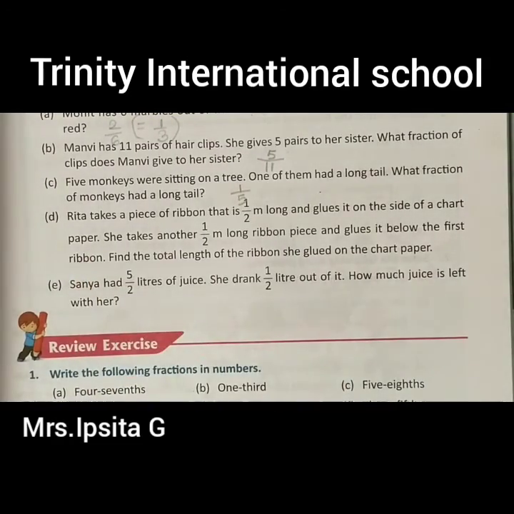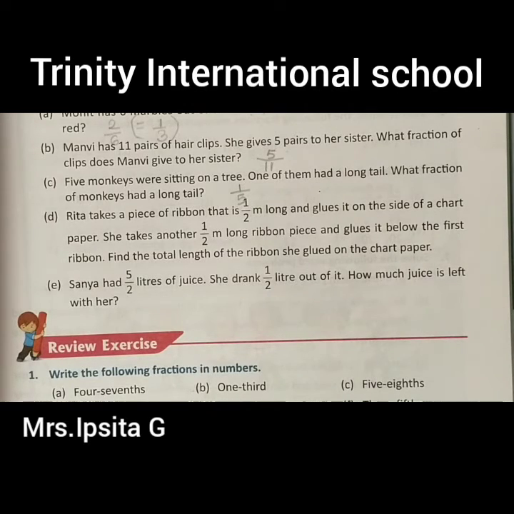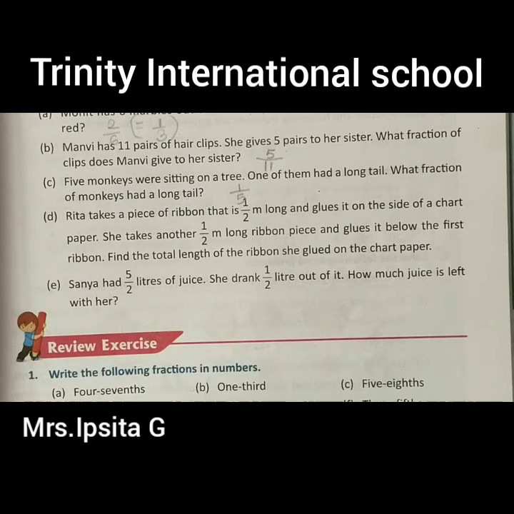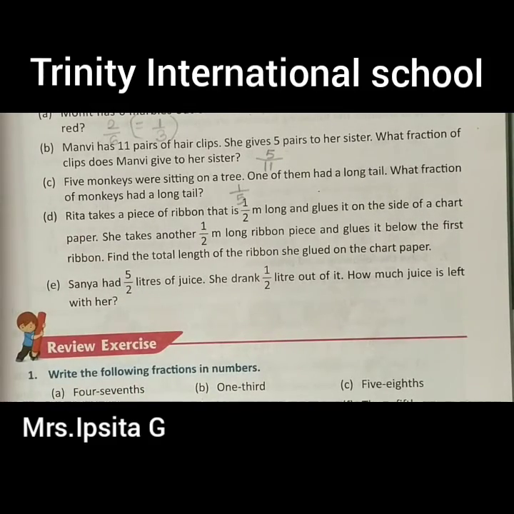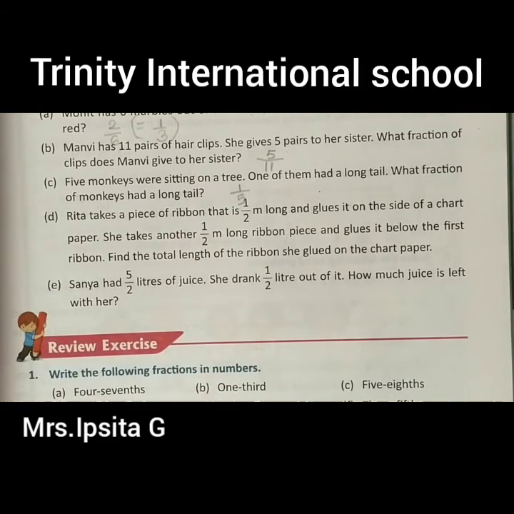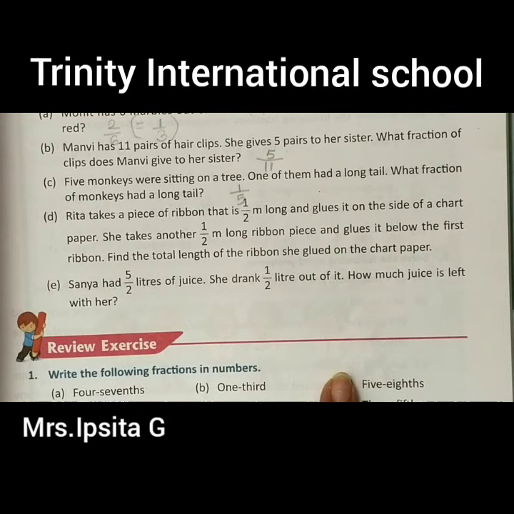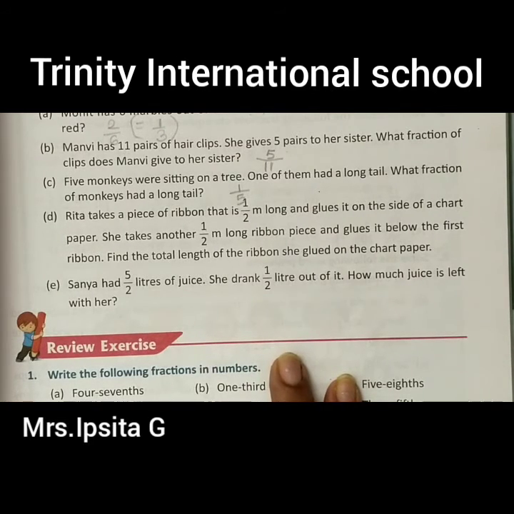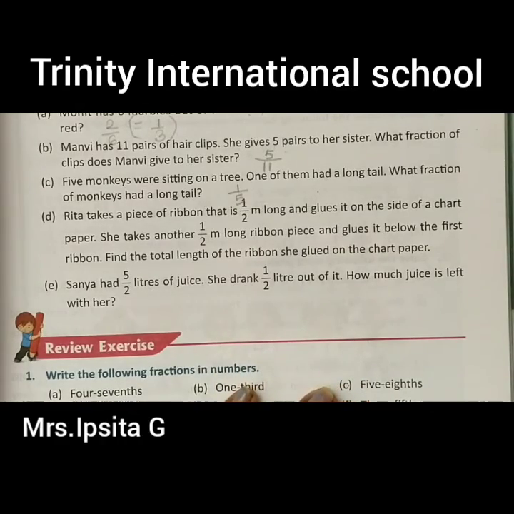Rita takes a piece of ribbon that is ½ meter long and glues it on the side of a chart paper. She takes another ½ meter long ribbon piece and glues it below the first ribbon. Find the total length of the ribbon she glued on the chart paper. So Rita एक गर्ल थी, उसके पास क्या था? Piece of ribbon थे. Okay, so what she did, she took ½ meter long ribbon and she glued it on the side of a chart paper.